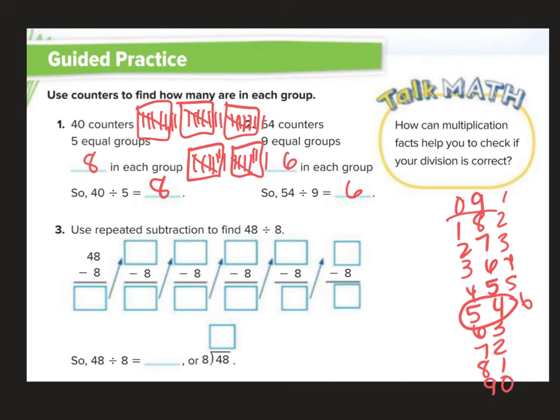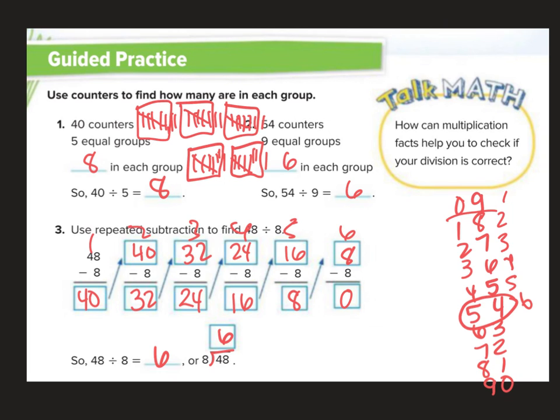Another way is this repeated subtraction. 48 minus 8 is 40. Bring it on up. 40 minus 8 is 32. 32 minus 8 is 24. 24 minus 8 is 16. 16 minus 8 is 8. 8 minus 8 is 0. 1, 2, 3, 4, 5, 6. 48 divided by 8 is 6.